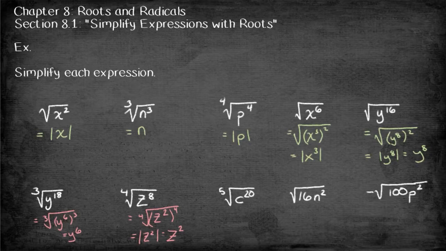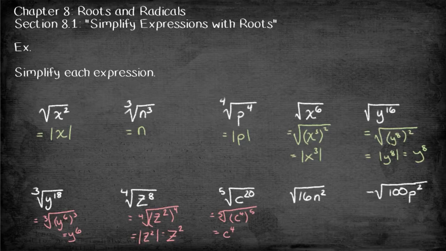And then next up, we're taking the fifth root of c to the 20. This is like taking the fifth root of c to the 4th power raised to the 5th power, because 4 times 5 is 20. So altogether, this is c to the 4th. It was an odd root, so I don't need absolute value signs.